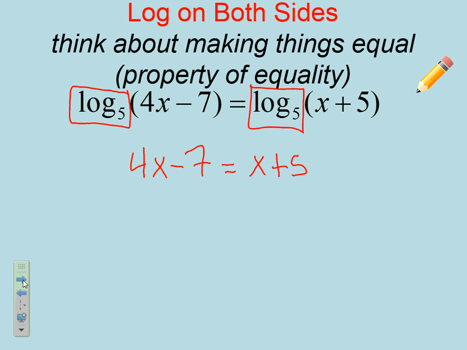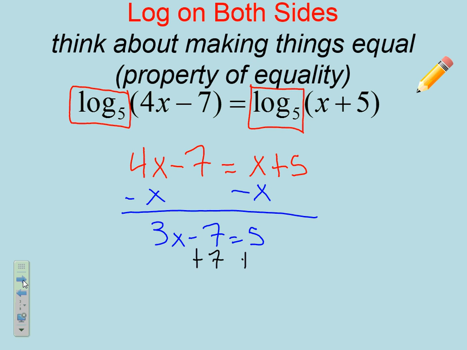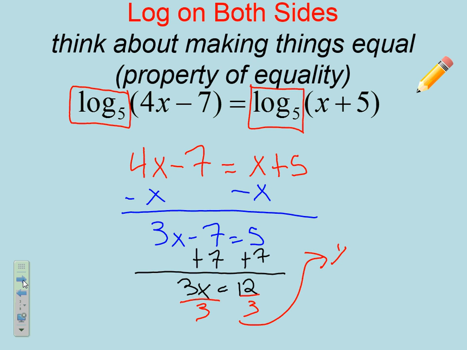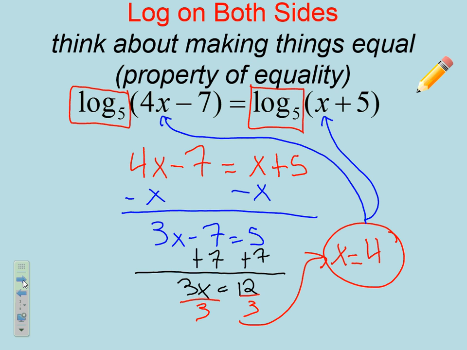Now to solve this, I'm going to subtract x on both sides, and I'm going to get 3x minus 7 equals 5. Add 7 to both sides. 3x equals 12. To finish this one off, we're going to divide both sides by 3, and x equals 4. Just like our last ones, you can plug the 4 in for x here and here to make sure that you have the correct answer. I'm not going to make you do it, but it's a really good idea for tests or quizzes.